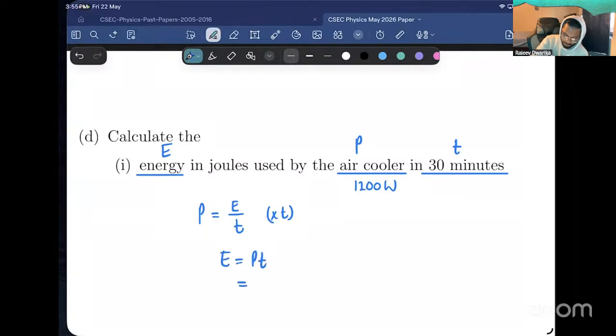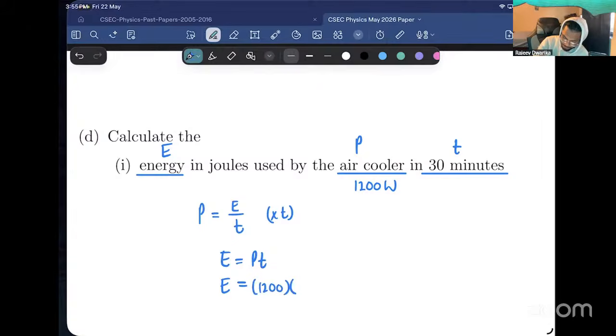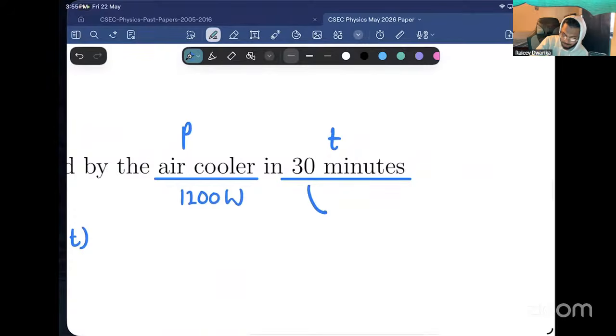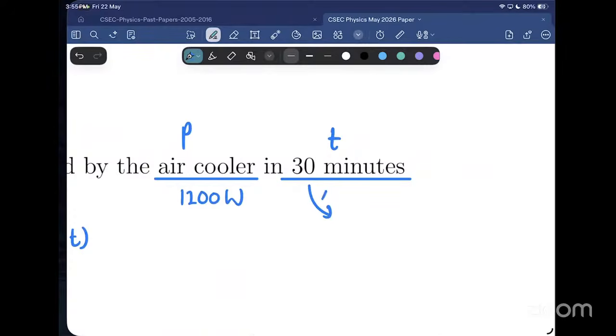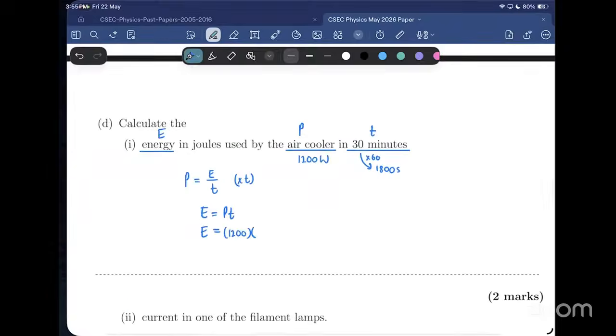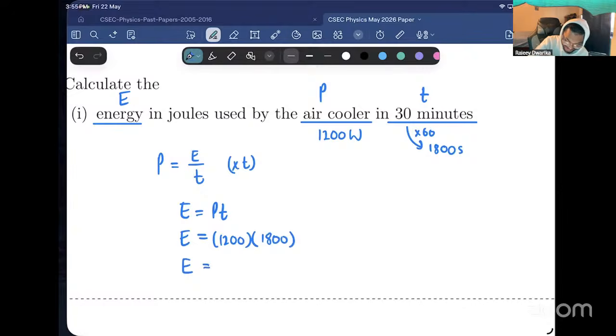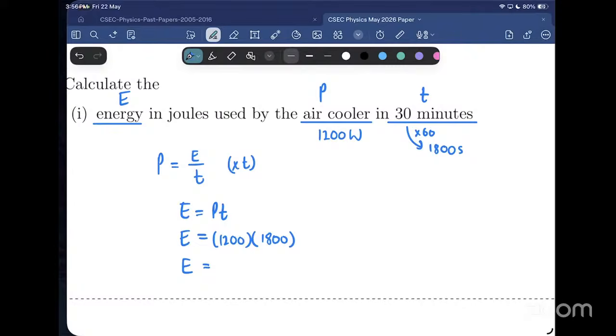What's the power? 1,200. What's the time? 30 minutes. I convert that to what? Seconds, by multiplying by 60. That gives 1,800. Our next set of marks in the bag, sir. This physics is almost cake, buddy. What's 1200 times 1800? Check my calculator. 2.16 times 10 to the 6 joules.